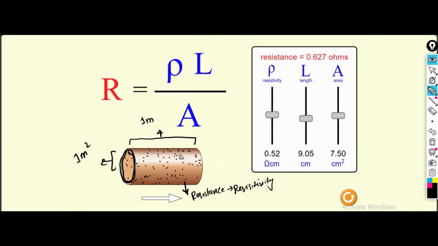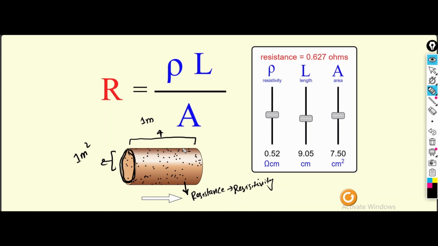So if someone asks you to find the resistivity of a material, you will take a rod of that material, the length of that rod will be 1 meter, and the cross-sectional area must be 1 meter square. Then you find the resistance of that rod, and the resistance of that specific 1 meter long rod will be the resistivity of that material.